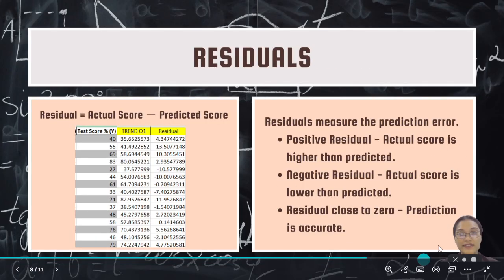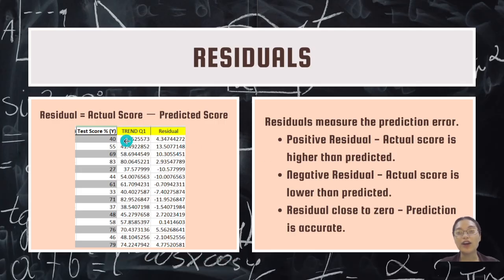And the residuals. The equation of residuals is the actual scores minus predicted scores. This means the residuals measure the prediction error. A positive residual means the actual score is higher than predicted. A negative residual means the actual score is lower than predicted. A residual close to zero means the prediction is accurate.